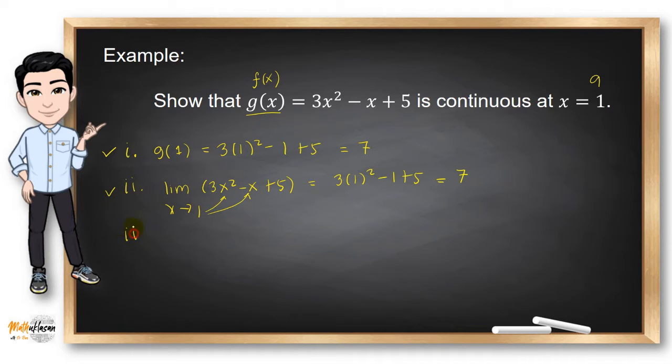That is why, dun sa third test, kapag tinanong natin kung equal ba yung g of 1 at saka yung limit ng g of x as x approaches 1, equal ba sila o hindi? Napatunayan natin na equal sila. So, therefore, we have shown that g of x is continuous at x equals 1 because it passed the 3 tests for continuity.